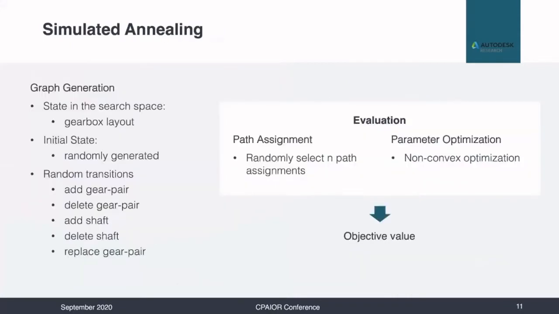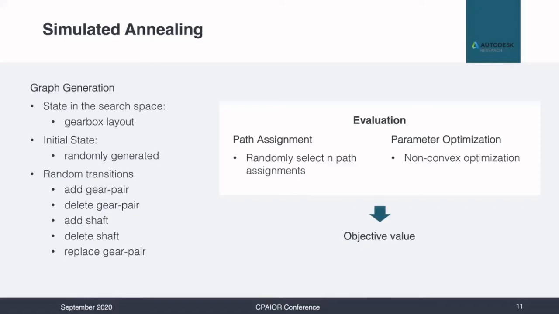The first approach we tried is simulated annealing, which we use to generate different layout graphs. Each state is a graph, which may or may not have k simple paths. We start with a randomly generated graph, and we randomly apply a transition that changes the topology of the gearbox. The possible transitions are adding or removing an edge between 2 existing nodes, adding or removing a node, or replacing one edge with another. If the generated state doesn't have k simple paths, the state is automatically discarded.